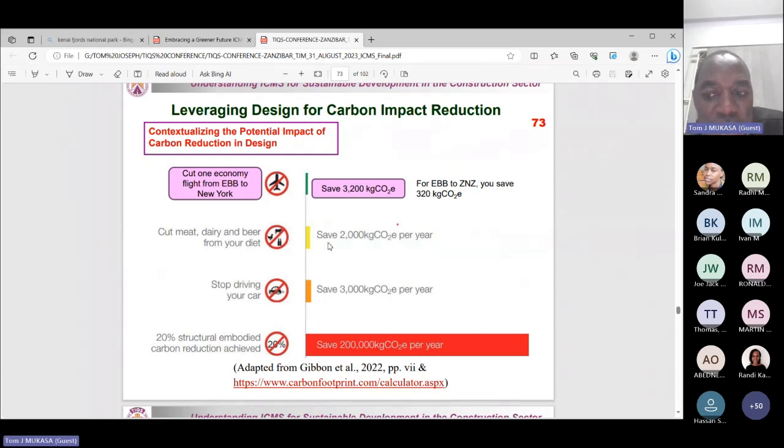But the shocking thing was here at the bottom: if we manage our designs well, these were structural engineers, and they were saying that if they can do a 20% structural embodied carbon reduction in their designs, they are going to save 200 tons of carbon dioxide per year.